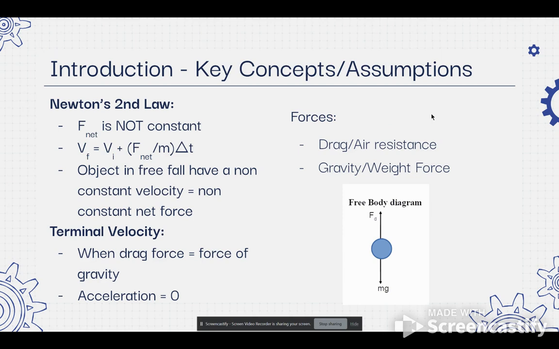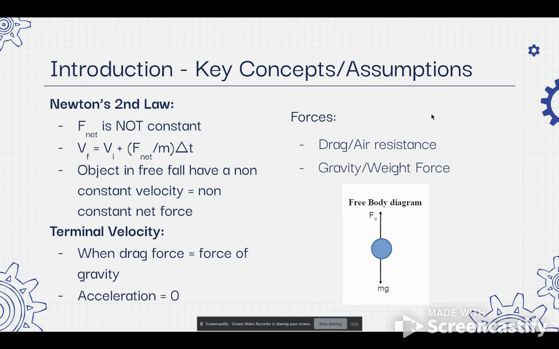Some key concepts in this lab are Newton's second law, but this time F net is not constant, and we'll still be using the change in velocity formula, but instead of having acceleration, it will be net force divided by mass. Also, objects in free fall will have a non-constant velocity, which means non-constant net force.